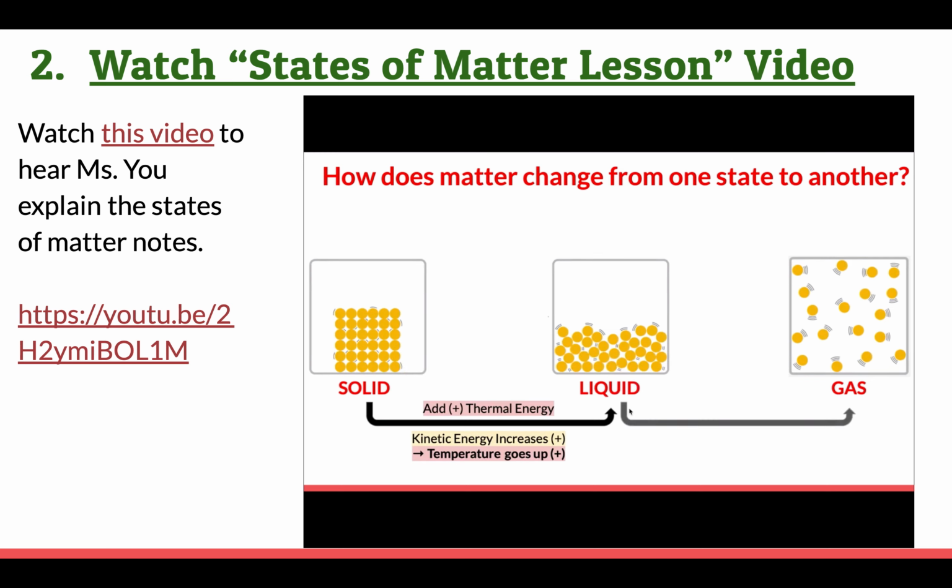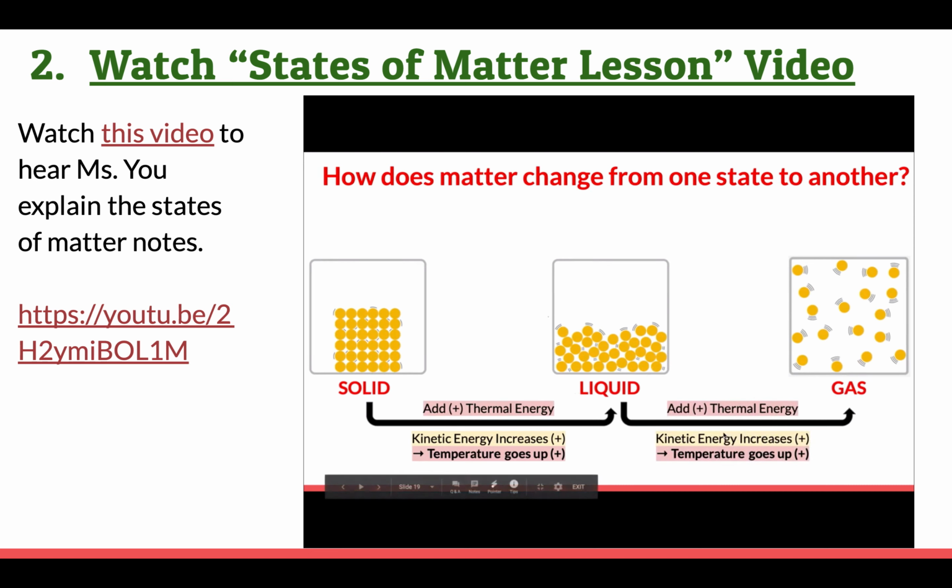Now, how can we go from a liquid to a gas state? Well, just like solid to liquid, we have to keep adding more thermal energy. So if you keep adding more thermal energy, for example, when you boil water and you add a bunch of heat to the water that's boiling, soon enough it's going to become a gas because again, the particles' kinetic energy will increase. They're going to start to move faster and faster because so much thermal energy got added, and this will cause their temperature to go up, and then it will change into a gas state.